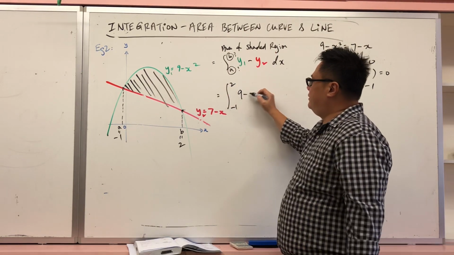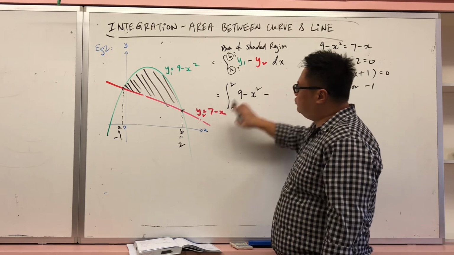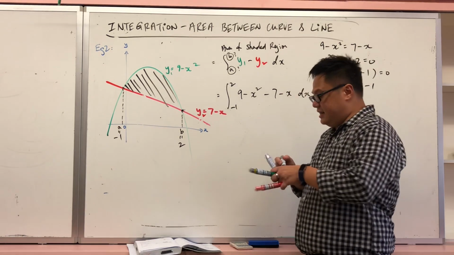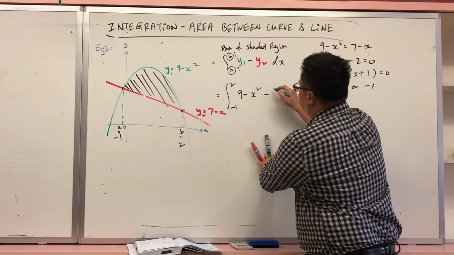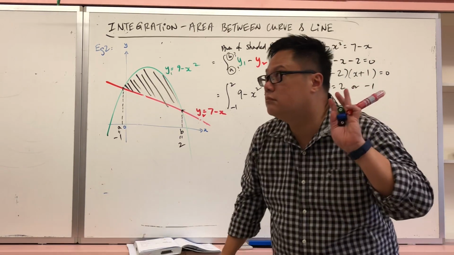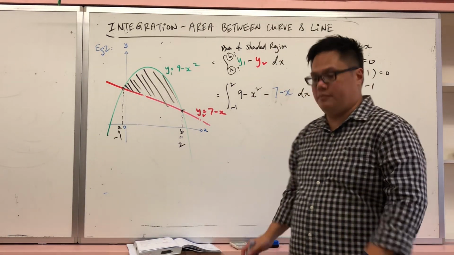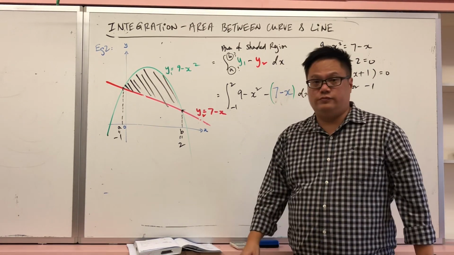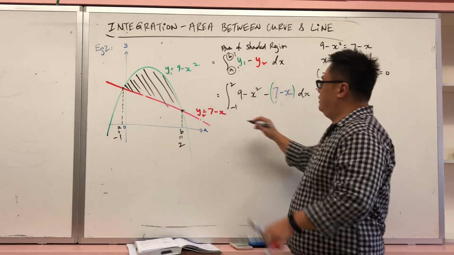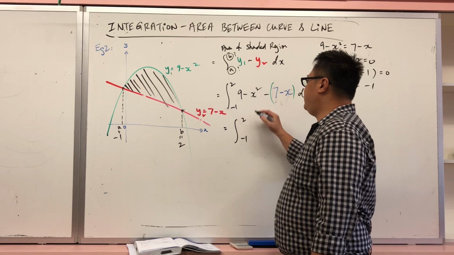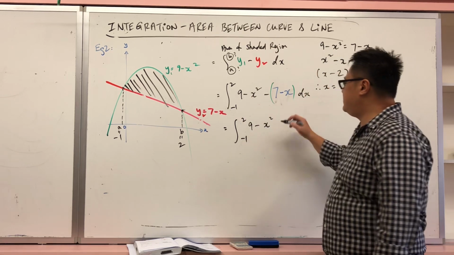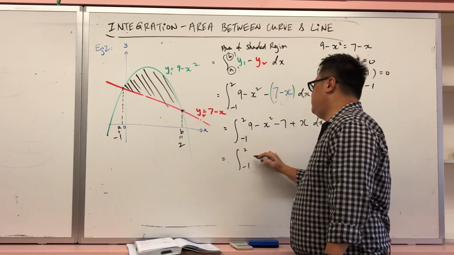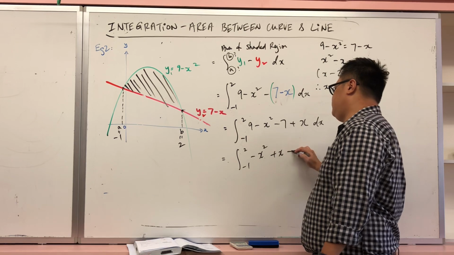Okay, what's my Y1? 9 minus x squared. Minus Y2. What's my Y2? 7 minus x. Can I just write 7 minus x? Can or cannot? Cannot, right? Very good. Why cannot? Because there's an invisible bracket here. You must remember to minus the entire Y2. So minus it. If you look carefully, we can simplify this: 9 minus x squared, minus 7, then plus x, dx. So tidy this up: from negative 1 to 2, negative x squared plus x plus 2.